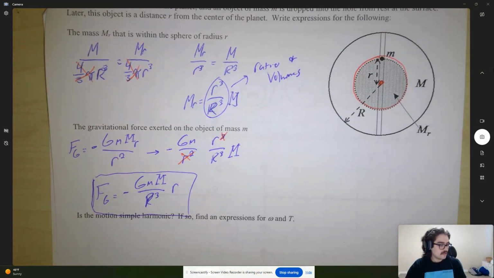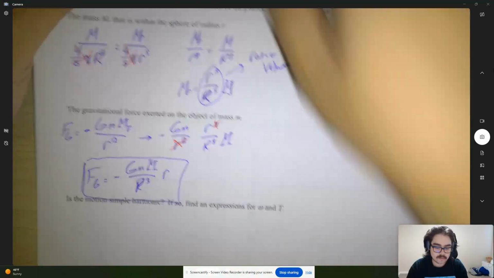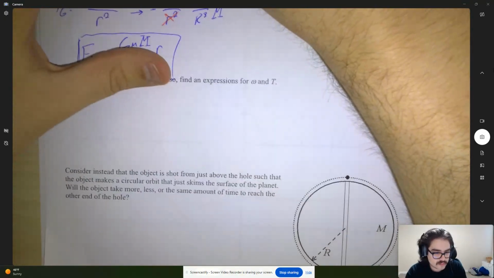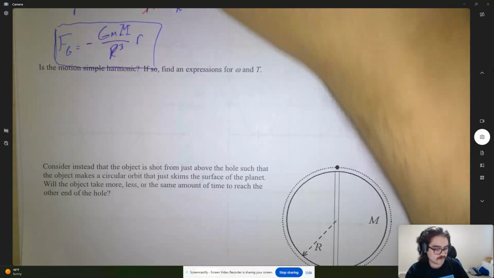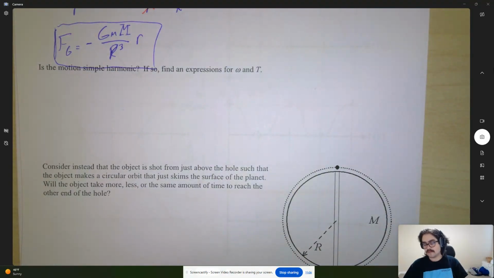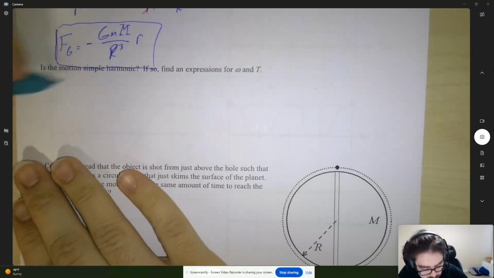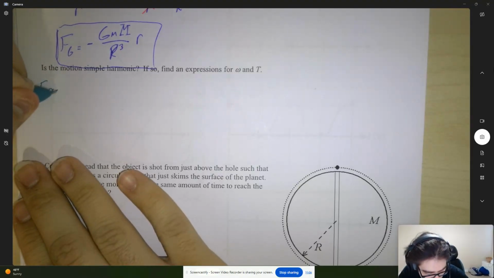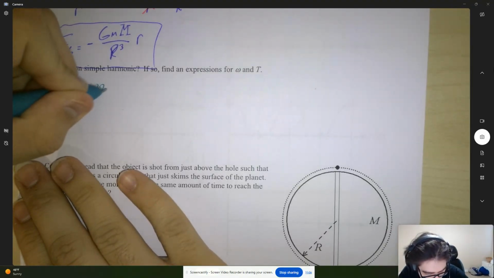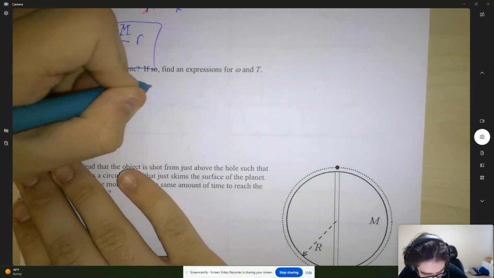Is the motion simple harmonic? I can prove this to you. It is, and I'll tell you why. You can prove it with words. You can prove it with math, but you will have to do the math anyway, so we might as well show you both. Well, the force is opposite displacement.